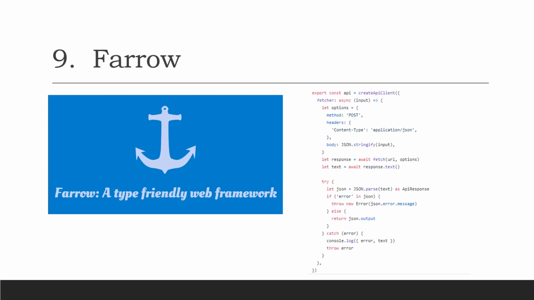All right, so number 9 is going to go to Farrow. And Farrow is a progressive, incrementally adaptable TypeScript framework for full stack development. So whatever the heck that means, basically though, it's aiming to be a better TypeScript Node.js type framework.